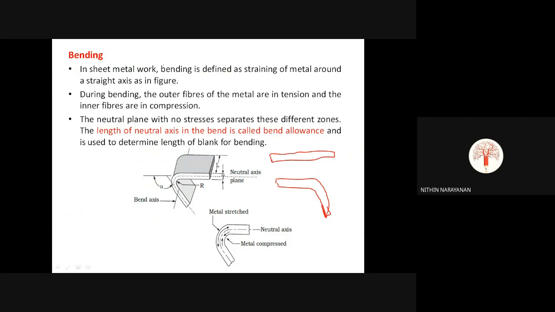In sheet metal work, bending is defined as the straining of metal about a straight axis, as in the figure. With respect to an axis, we are bending it as shown in the figure. During bending, the outer fibers of the metal are in tension and the inner fibers are in compression. Consider a plate or sheet metal like this. We apply pressure here and there, and we get the shape of the material like this.